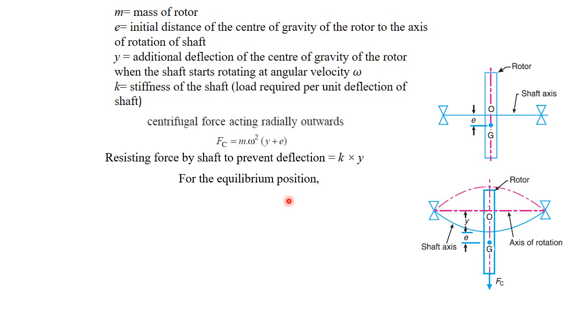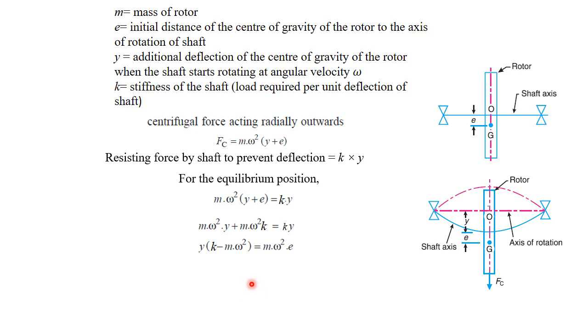m omega square (y plus e) is equal to k into y for the system to be in equilibrium. So you can rearrange the equation like this: m omega square y plus m omega square e equal to k into y, and y into (k minus m omega square) equal to m omega square into e. So y can be written as m omega square e by (k minus m omega square).